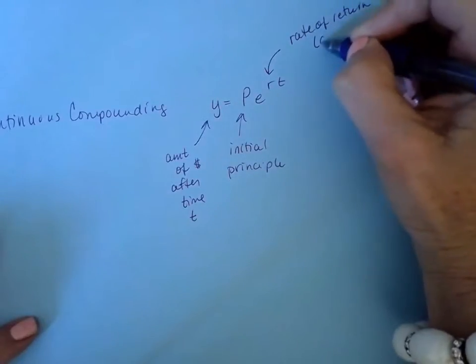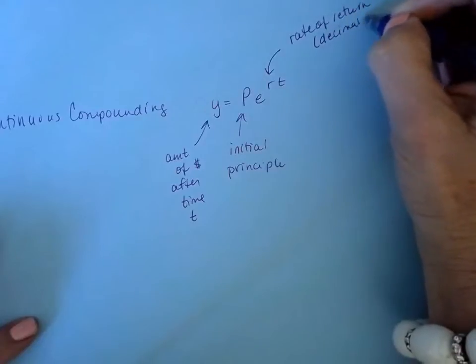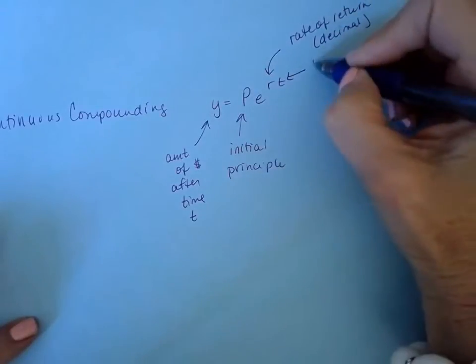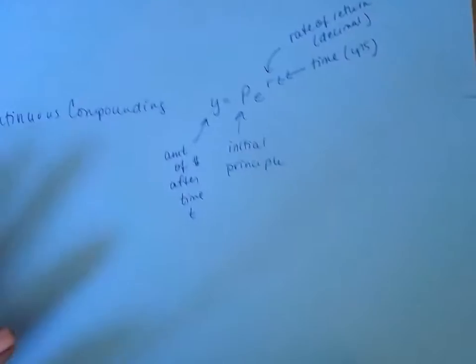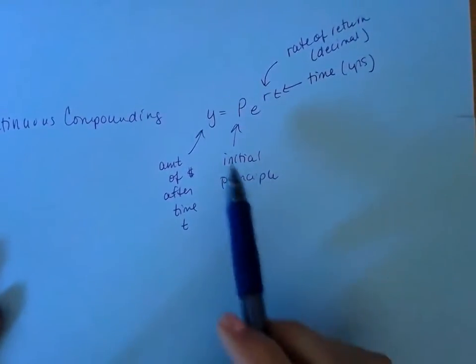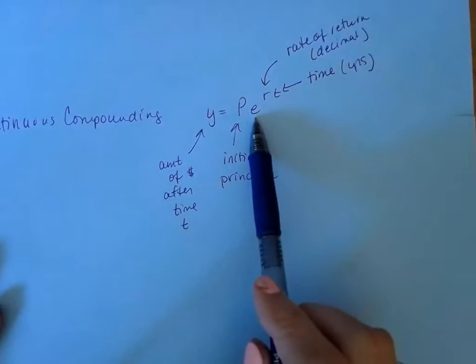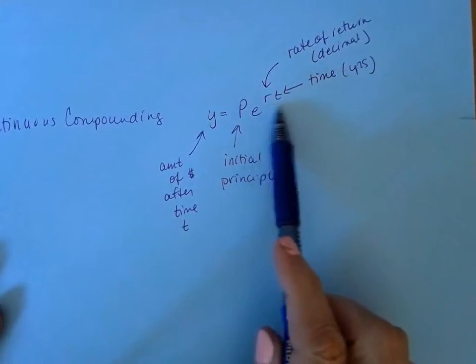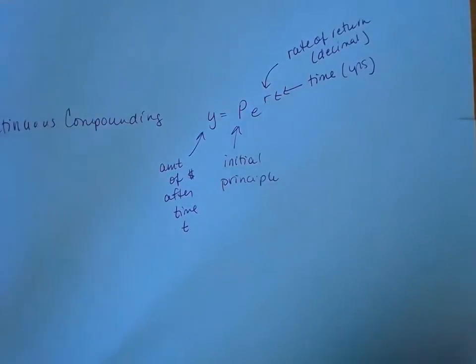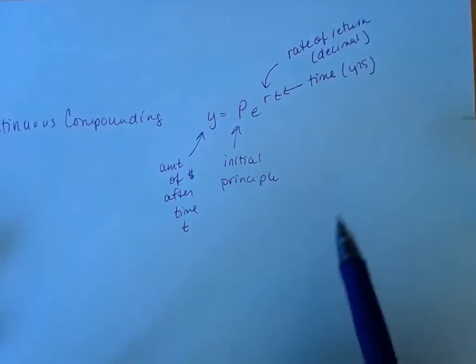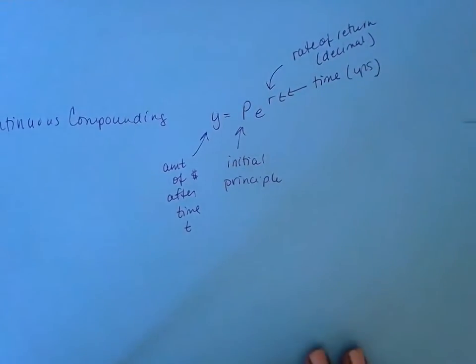And don't forget, you always put that in decimal form. And then T is going to be time, and it is in years for this. So it's a basic little formula where you have your base of E. It's just a number like 2 or 3. But now the exponent is a little bit different. You have your rate of growth in the exponent, and it's just the way that it works for continuous compounding. So that's the first formula I wanted to show you today.